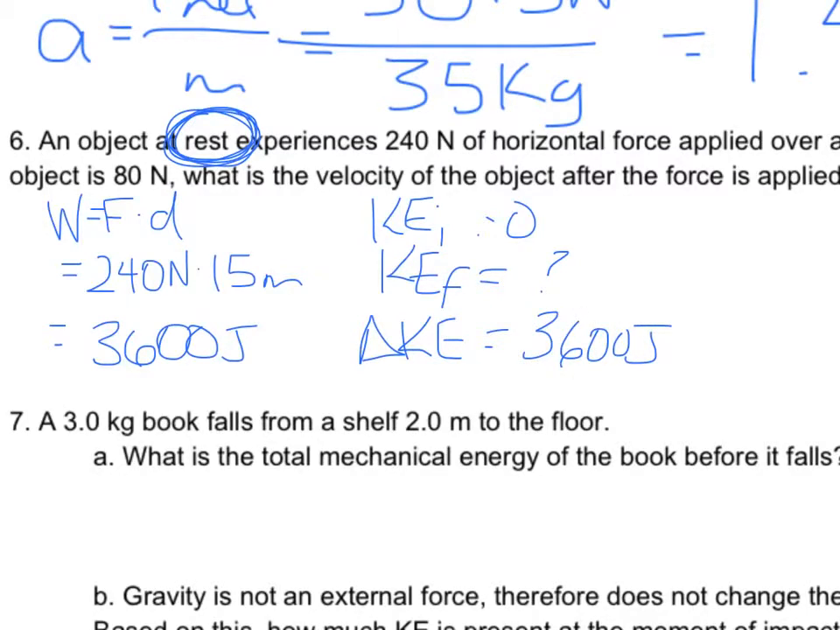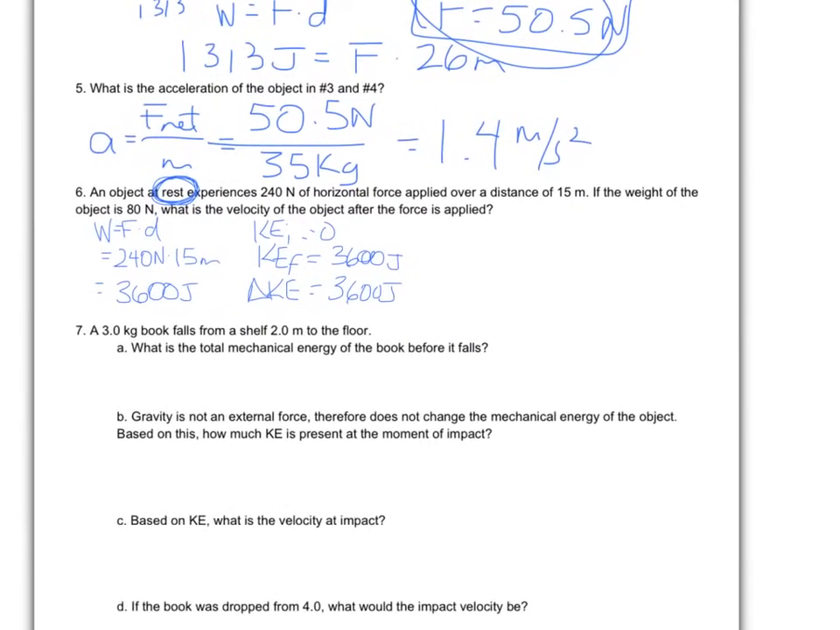So that means in order for this object to have experienced a change of 3,600 joules starting at 0, the final kinetic energy, KEF, has to equal 3,600 joules. That's going to be important for helping us find the velocity. Since that kinetic energy of 3,600 is equal to 1/2 of m times v squared, the only other thing we need to know to find velocity is the mass.